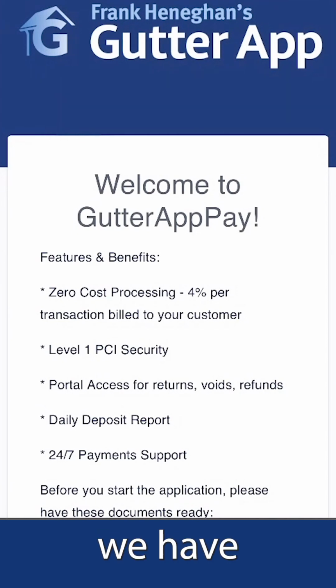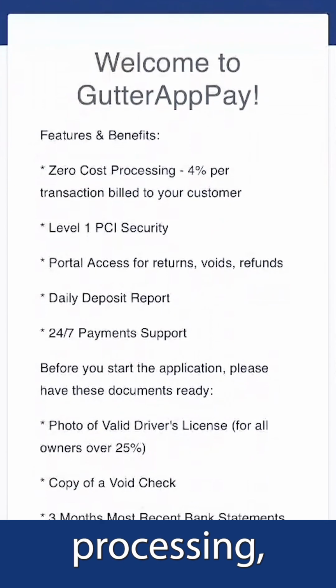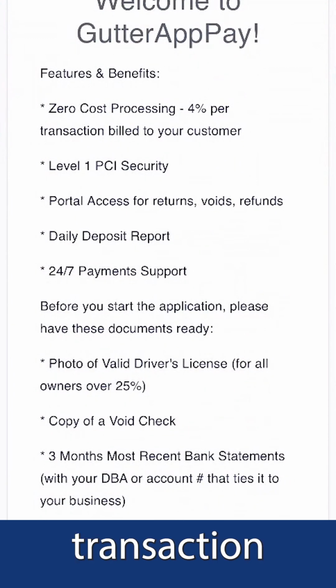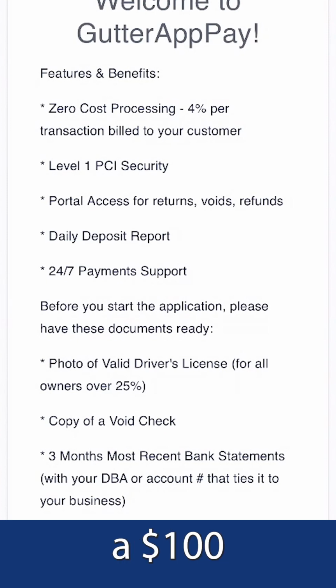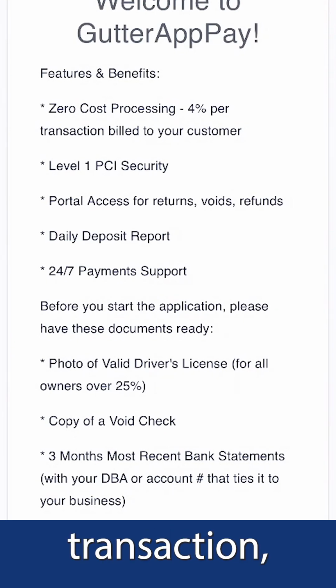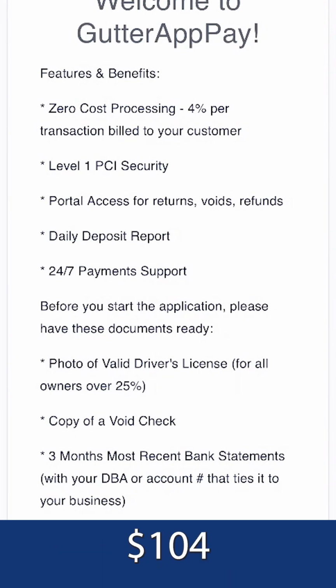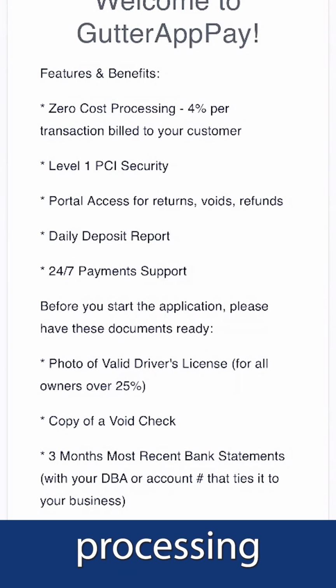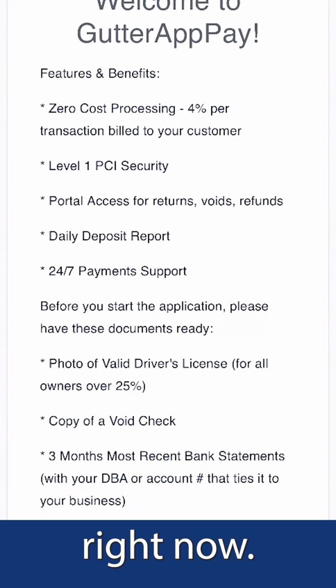The first feature we have here is zero-cost processing, 4% per transaction billed to your customer. So the way that this works is when you have a $100 transaction, the customer gets charged $104 and you get deposited $100 into your bank account. That $4 that the customer paid covers all of your processing costs. That's the best program out there right now. This will save you a ton of money.